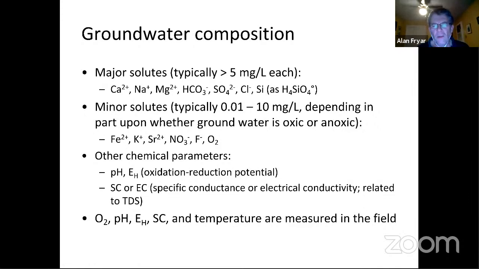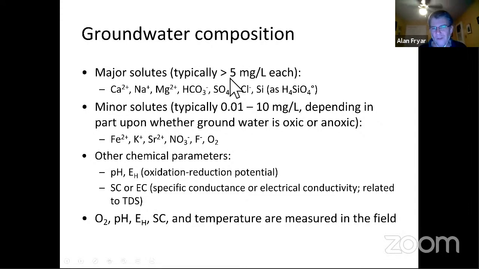So moving on to talk about the specific elements or compounds that are dissolved in groundwater, we can talk about major and minor solutes. So the major solutes are generally what we also describe as major ions. So they are calcium and sodium and magnesium for the cations, and bicarbonate and sulfate and chloride for the anions. And then you have silicon, which is typically non-ionic. When it dissolves, it tends to be hydrated, so it occurs as a solute that is neutral. It's neither positively nor negatively charged.